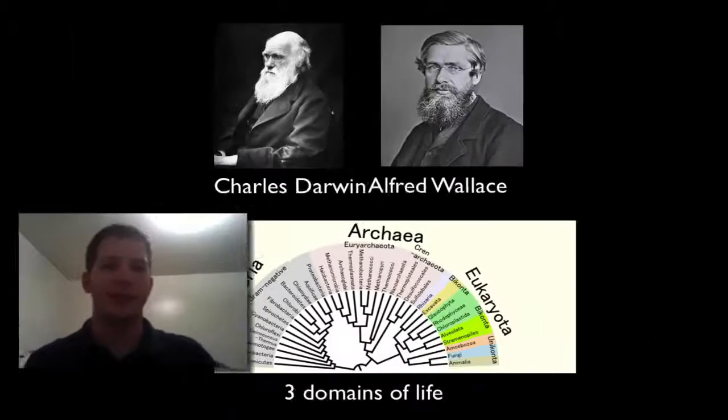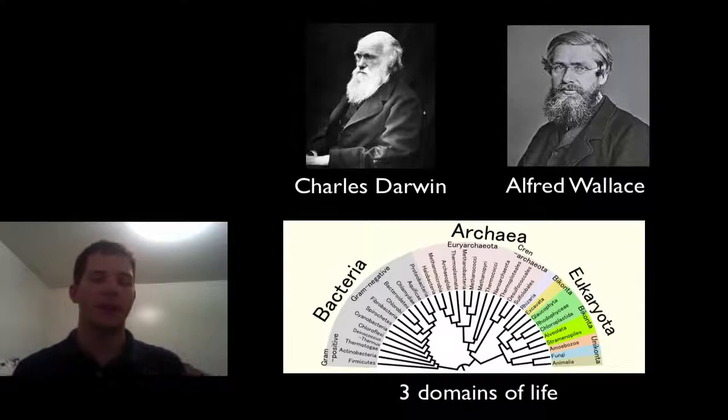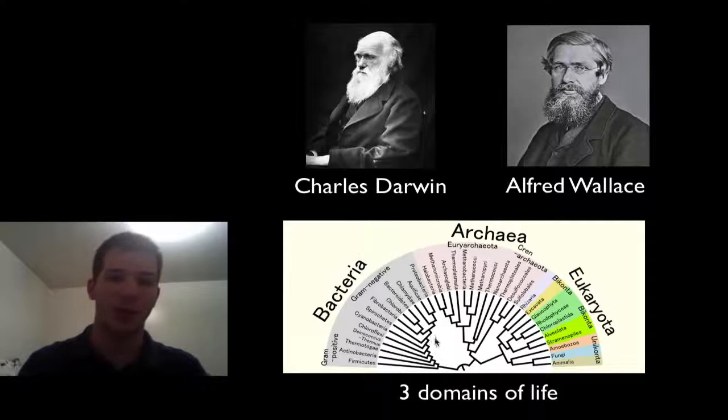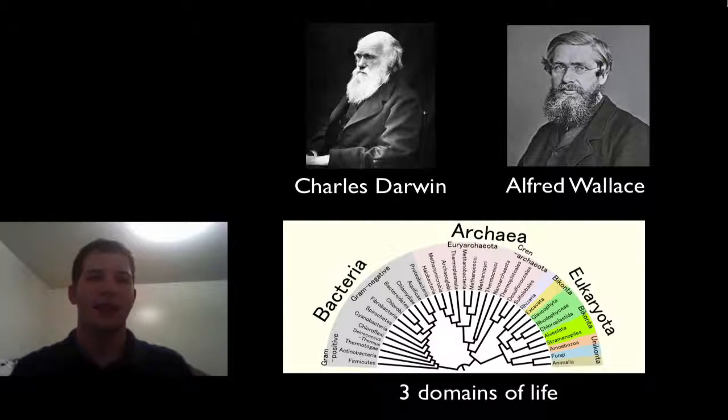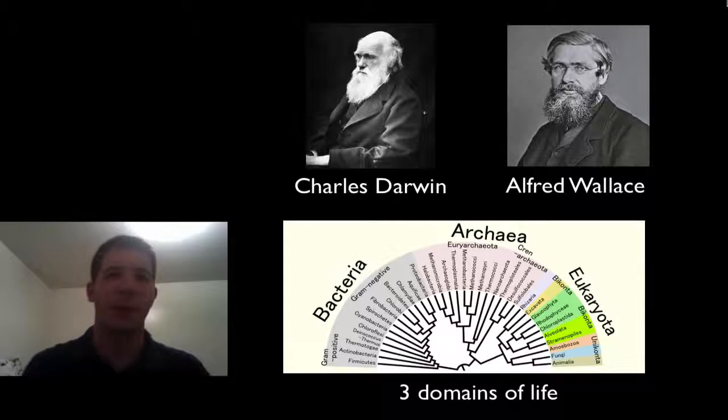Okay, so the big ideas. There's four of them. The first one is that evolution drives the unity and diversity of life. So we can't talk about evolution without first talking about Charles Darwin. We all know that he was the guy that pioneered the idea of evolution through natural selection, but most people don't know his contemporary at the time, Alfred Wallace.